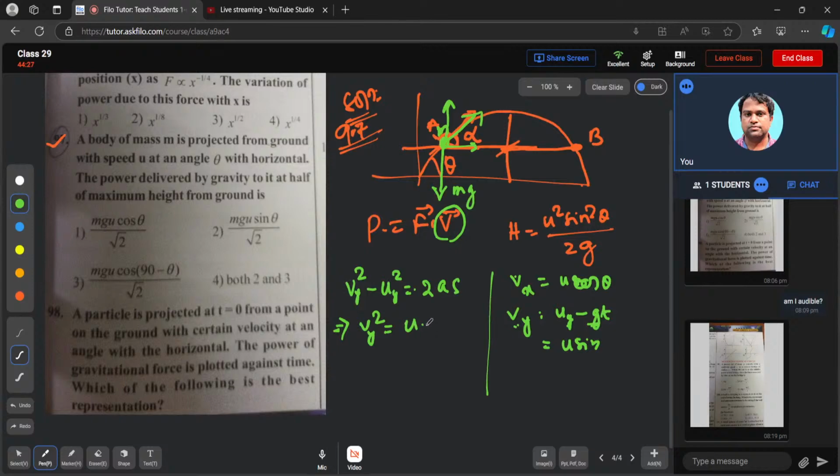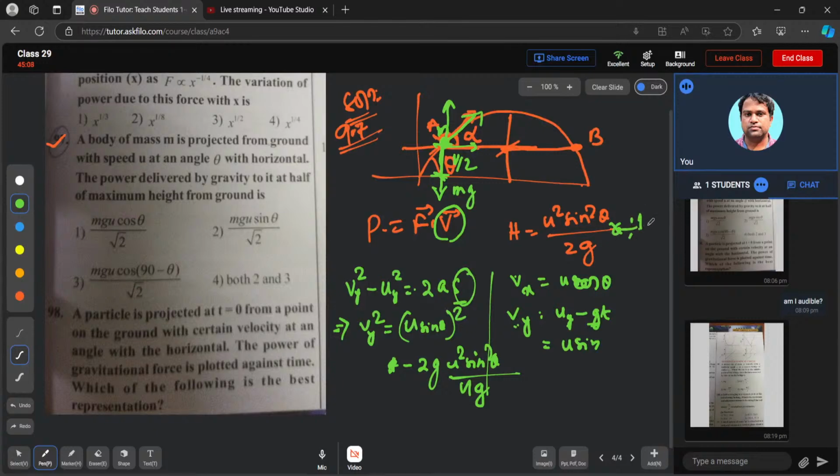So vy square is u sin theta whole square plus minus 2g. What is the displacement here? Y direction displacement is this much, right? That is h by 2. So h by 2 is what? h by 2, this displacement will be u square sin square theta by 4g, right?